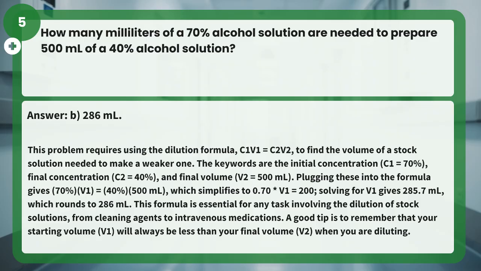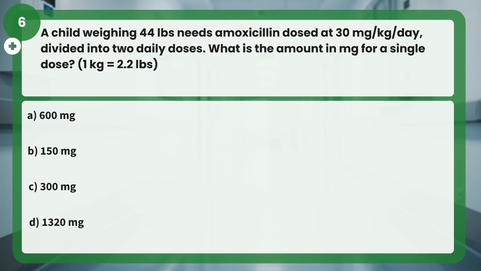This formula is essential for any task involving the dilution of stock solutions, from cleaning agents to intravenous medications. A good tip is to remember that your starting volume, V1, will always be less than your final volume, V2, when you are diluting. Question 6.